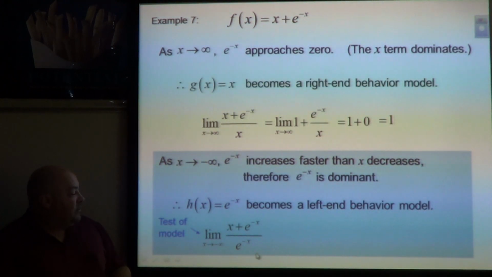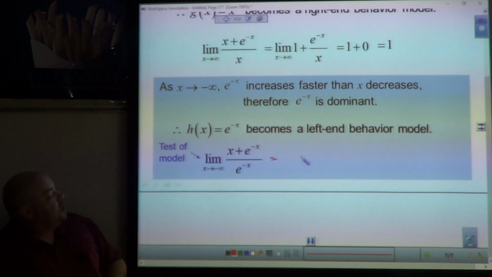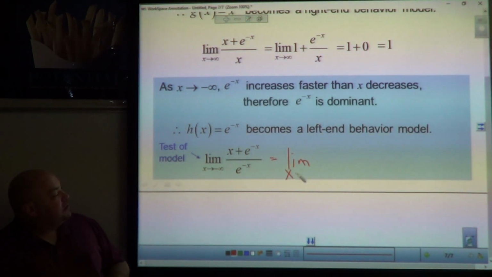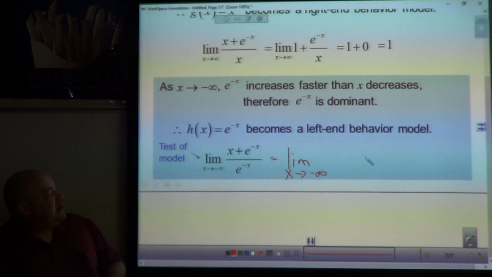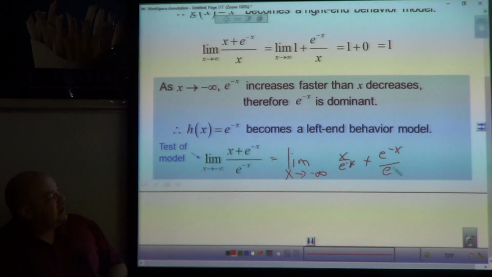So when we do that, you're going to get x over e to the negative x, and e to the negative x over e to the negative x. So hopefully you can kind of see what's going to happen here. Let's scroll down a little bit here. And what happens? We end up with the limit, and I'm just going to write this as one limit instead of splitting it up like we did on the last one. We've got x over e to the negative x plus e to the negative x over e to the negative x. And of course that's going to be 1.